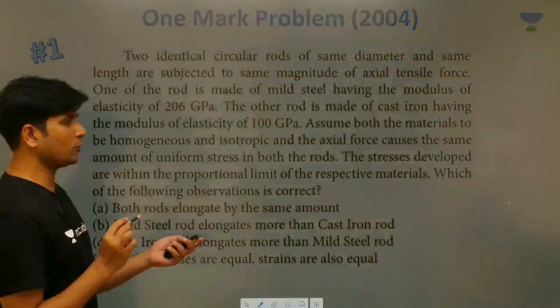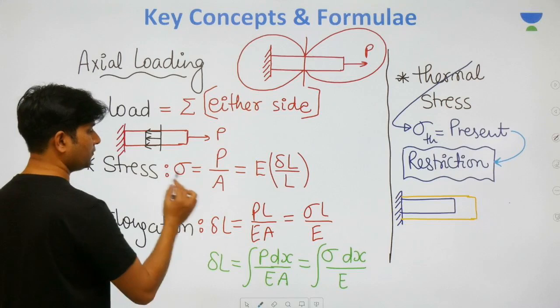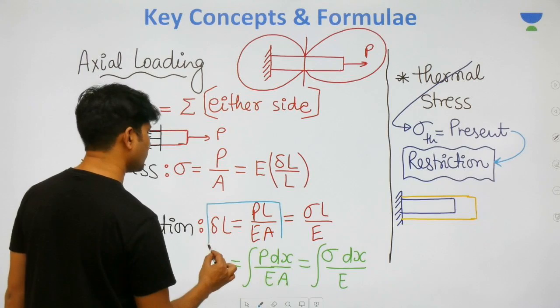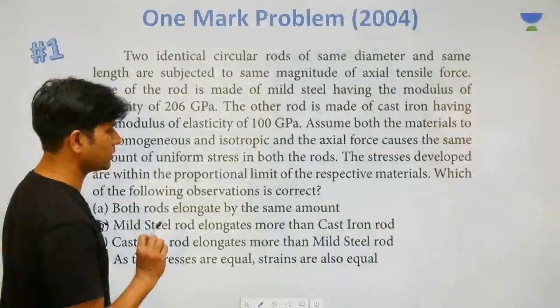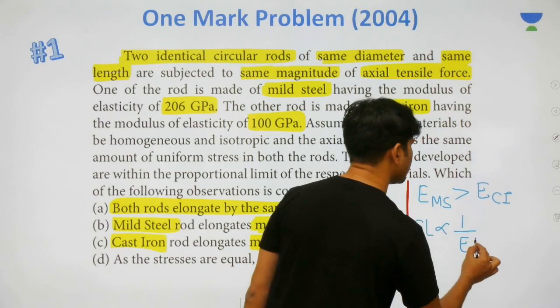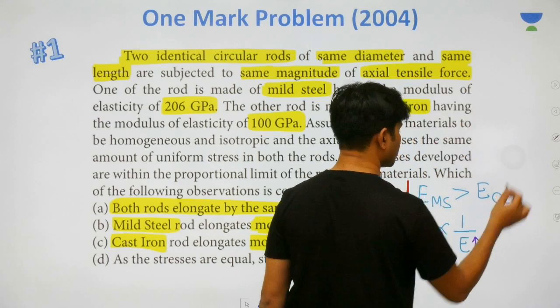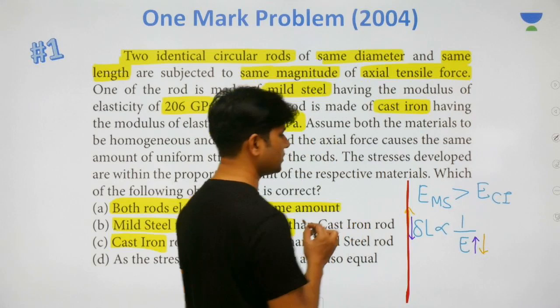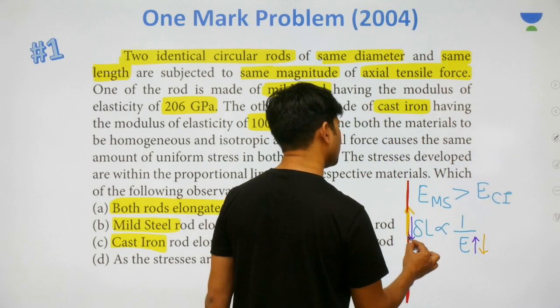And if we go back just one slide, and look at the delta L formula, we have delta L as P into L divided by E into A. So we can very clearly see that elongation is inversely proportional to modulus of elasticity value. Naturally, if elasticity is more, elongation will be less, and if elasticity is less, elongation will be more, isn't it? Just in case if elasticity is less, there will be more elongation.